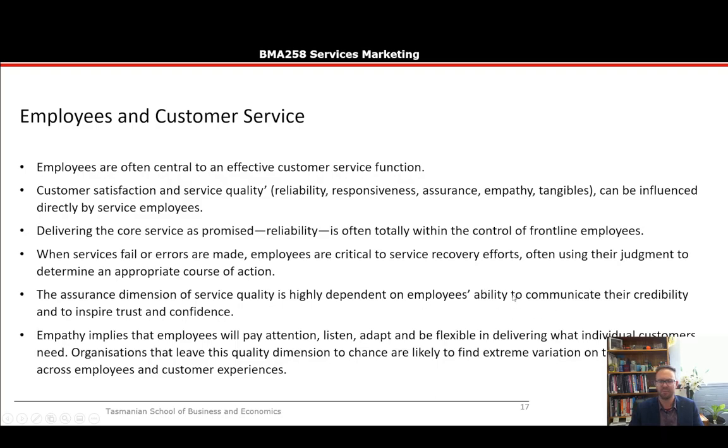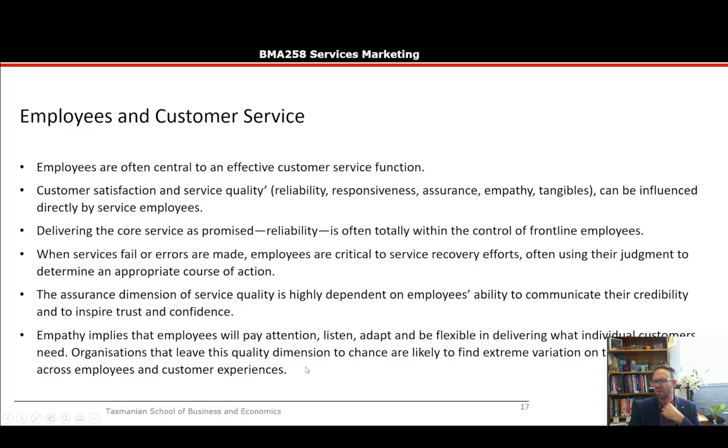And again, that comes with employing the right people and training in the right way. So assurance, and the customers will pick that up. If you've got employees that know what they're doing, your customers will feel assured that they get looked after. Now, empathy is a hard one. It implies that employees will pay attention, listen, adapt, and be flexible in delivering what individual customers need.